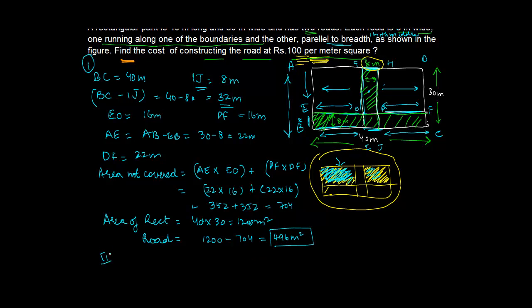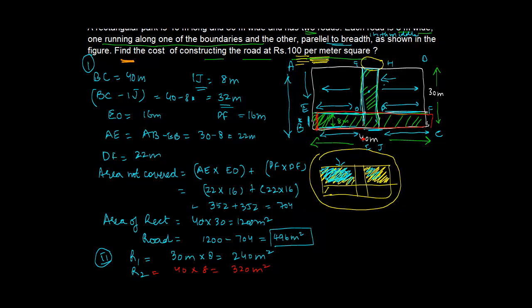Coming to method 2. What is the area of this road? The length of this road is 30 meters. The breadth is 8 meters. So let's call this R1. Area of R1 is equal to 30 meters into 8 meters, which is 240 meters square. R2, let's say this piece is referred to as R2, is equal to length, which is 40 meters, into breadth 8 meters, is equal to 320 meters square.